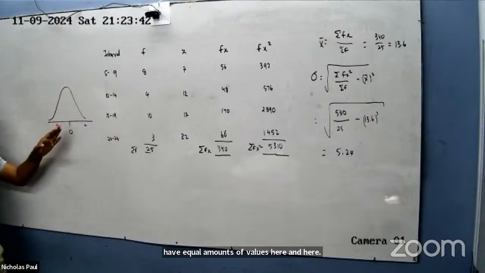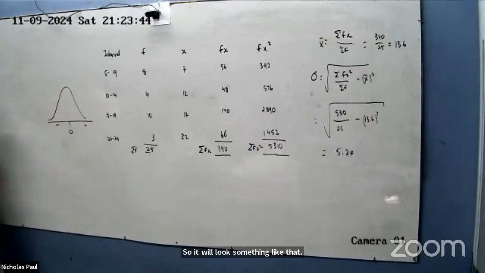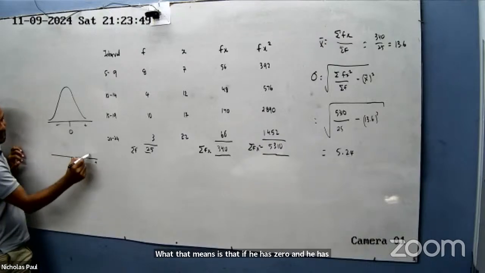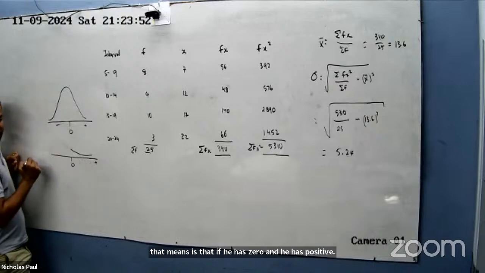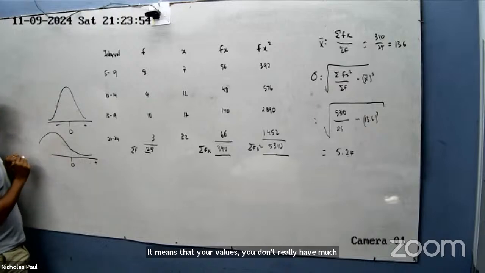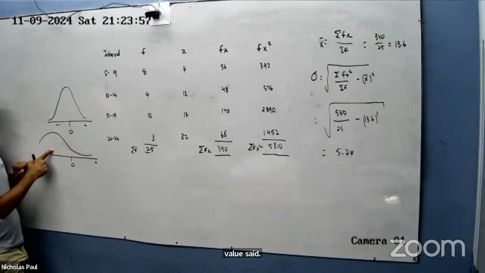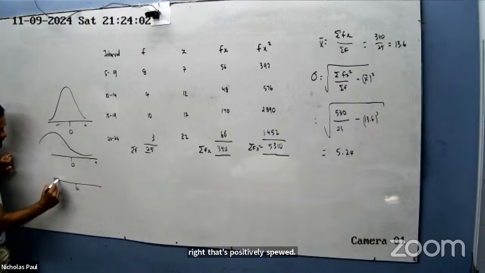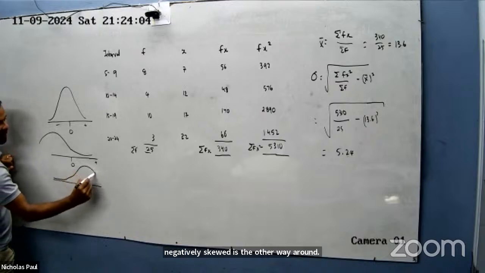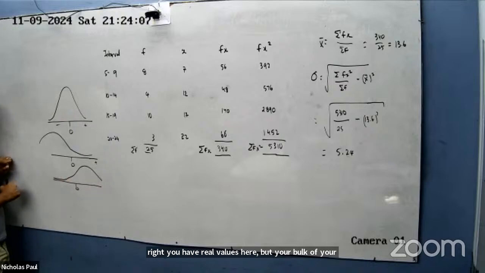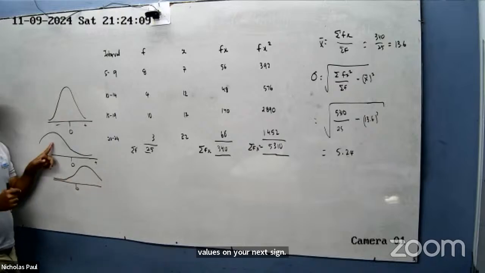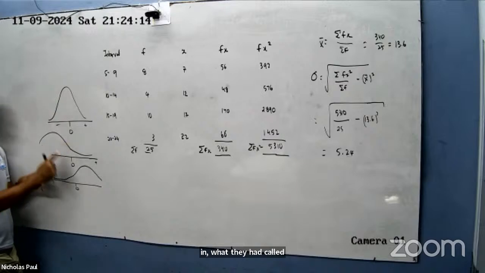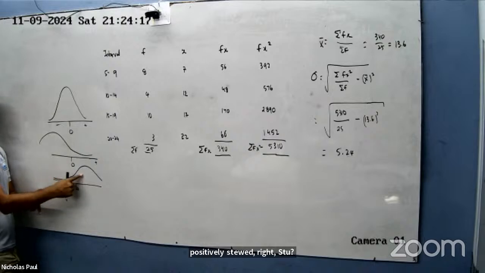Right? That's symmetrical. If it's positively skewed, what that means is that if here is 0 and here positive, you don't really have many values there, but the bulk of your values are on this side. That's positively skewed. Negatively skewed is the other way around. You hardly have values here, but the bulk of your values are on the next side. So what they call positively skewed is right skewed, and negatively skewed, they call left skewed.